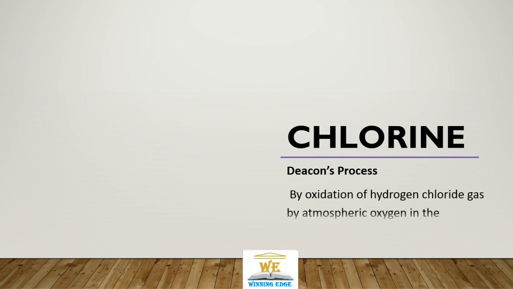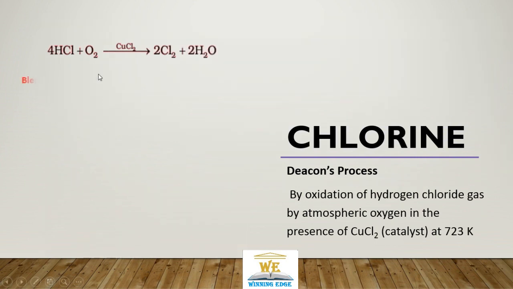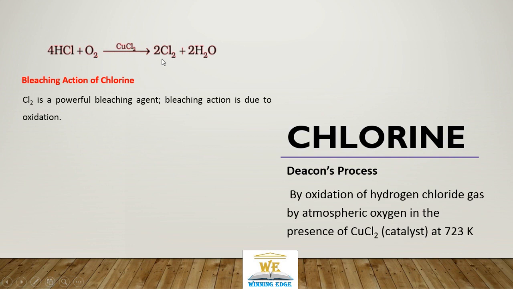Now, Deacon's process. What is the Deacon's process of chlorine production? In this, we oxidize HCl in presence of copper dichloride catalyst at nearly 450 degrees Celsius, 723 Kelvin. In presence of oxygen and catalyst copper dichloride, we are getting chlorine coming out and water.